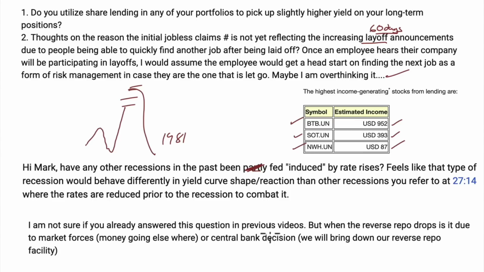I'm not sure if you already answered the question in previous videos, but when the reverse repo drops, is it due to market forces, money going elsewhere? Yep, that's all it is. Or central bank decision? No, it's not the central bank. They're not making any active decision to limit the funds at the reverse repo window. They almost can't, simply because when they set an interest rate, right now it's 4.25 to 4.5. That is a target range. The only way to keep that is with what's called open market operations. That's why it's called the FOMC, the Federal Open Market Committee.